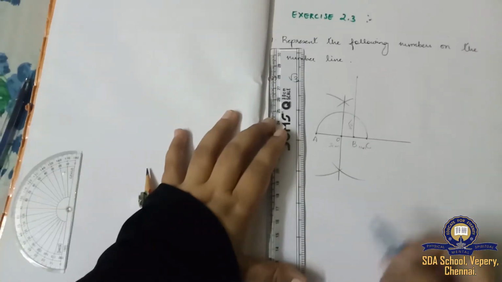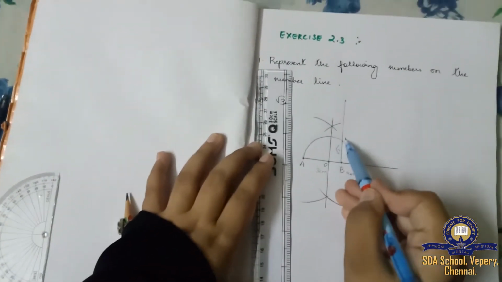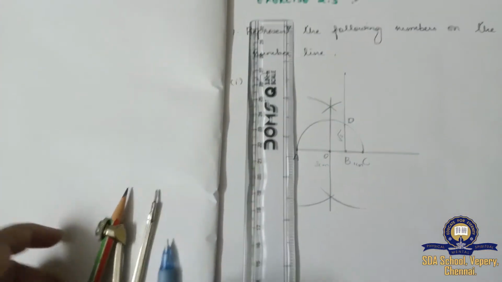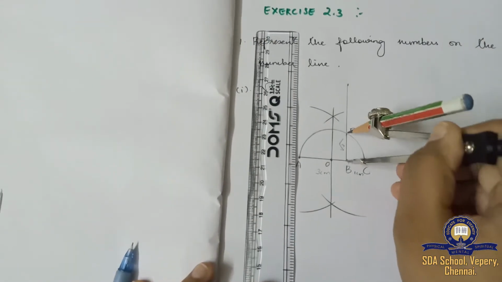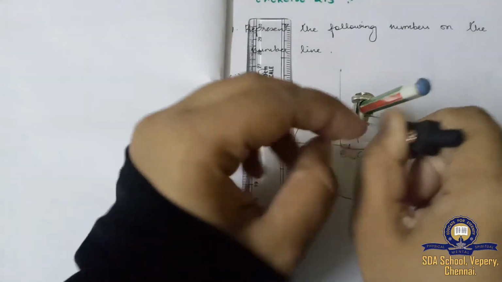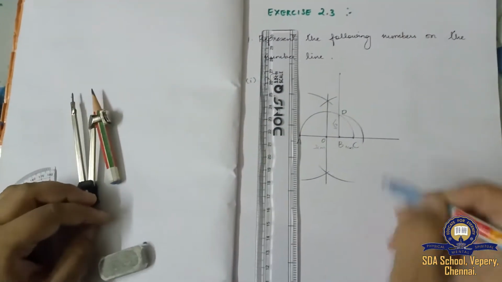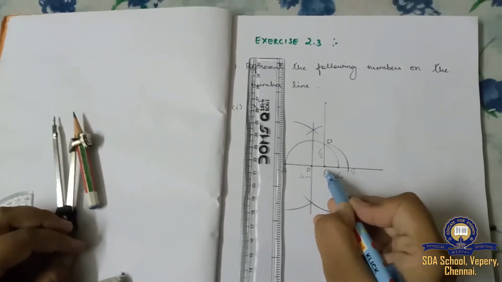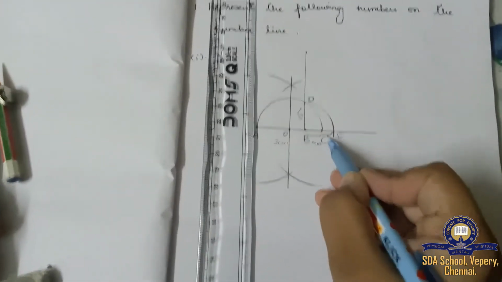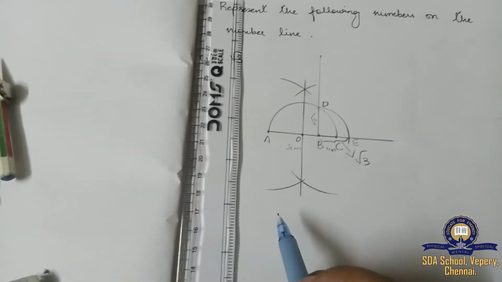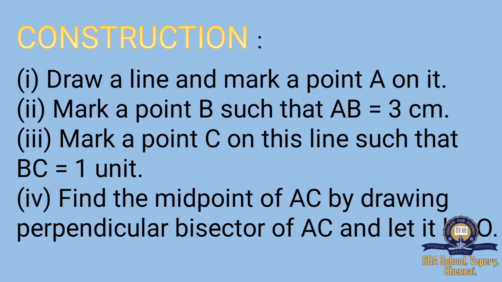See, now let us mark this point as D. Now what you're supposed to do is, with B and D measure, till here I have measured. Then cut an arc over here. Now mark this as E. Now this till here it is root 3. Got it, students? This is how you're supposed to do. So these are the construction steps for the first question.